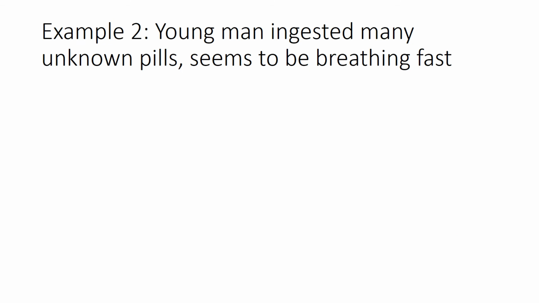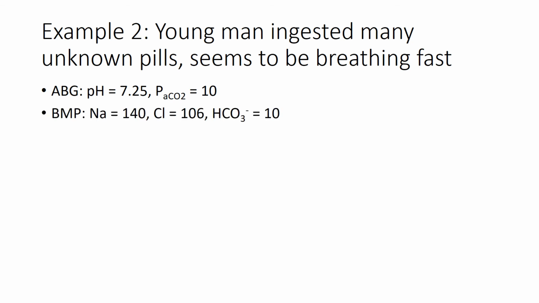All right, a tougher example. A young man has ingested a large amount of some unknown substance, and he seems to be breathing a little bit fast when you see him. So here are our values. On the ABG, his pH is 7.25, acidemic. His PaCO2 is 10. His BMP shows a sodium of 140, chloride of 106, and bicarb of 10.